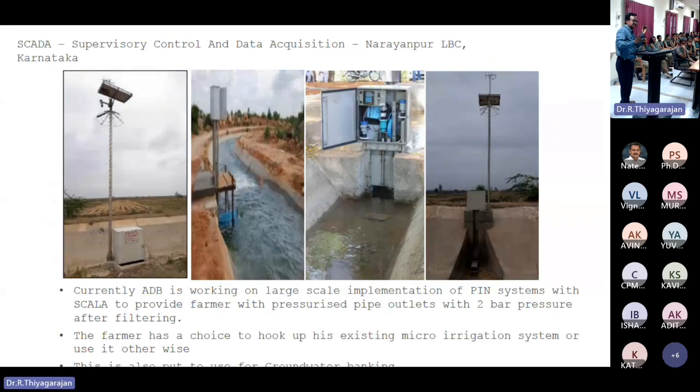Okay. So this is one of the projects that we have been working on. You are doing something on a small scale, like say 1 acre, 1 hectare. Imagine that you wanted to irrigate some 1 lakh hectares, 2 lakh hectares. Now how do you automate it? Is it possible?